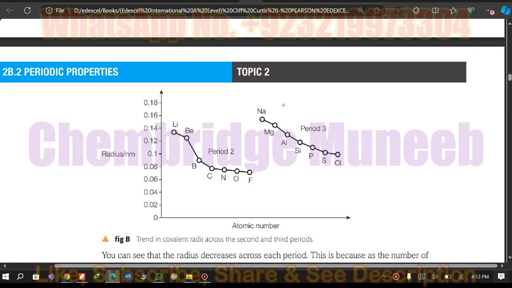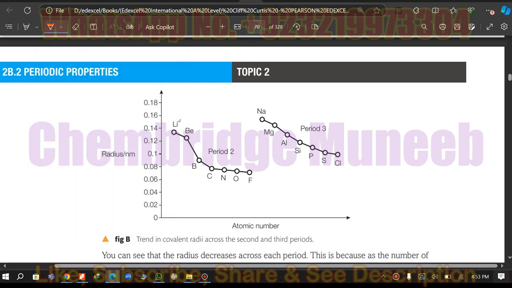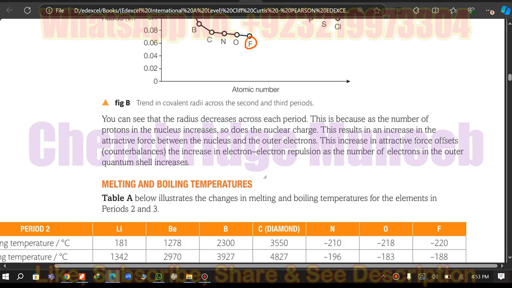So here they have given the graph of the period 2 and period 3 elements, and you can clearly see that as we move from left to right, this is the left element and this is the extreme rightmost element. When we move from left to right, the size is decreasing. So that's a decreasing order.